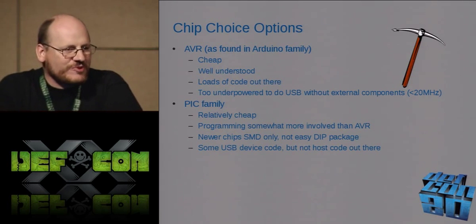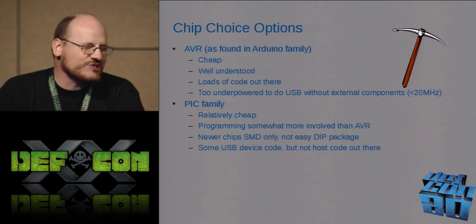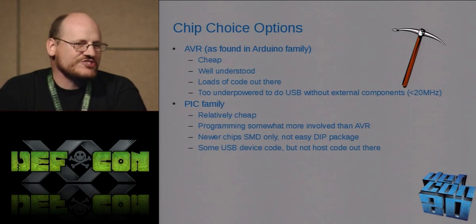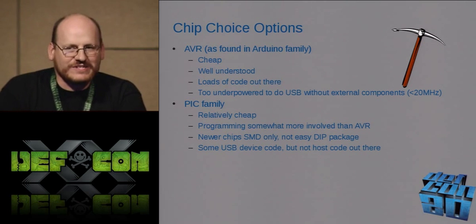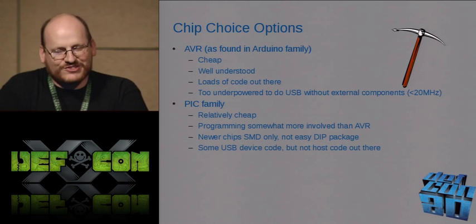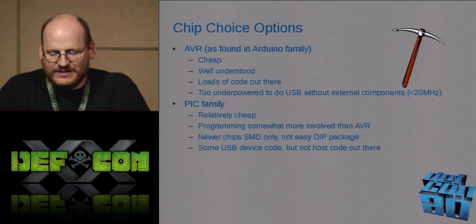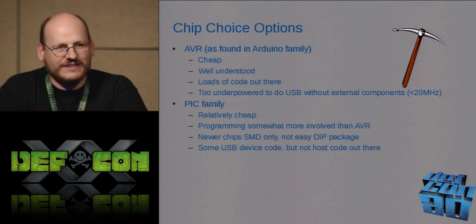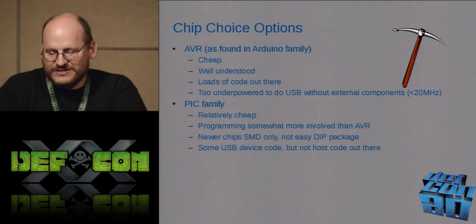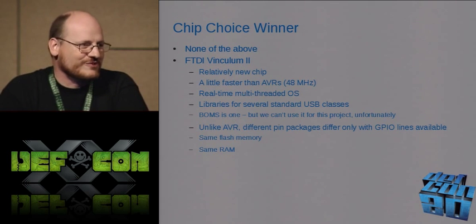Well, AVR is pretty popular. It's using the Arduino family. A lot of code out there. Unfortunately, it doesn't do USB very well. Even the U series chips that, yeah, you don't need the FTDI chip anymore, but they don't do mass storage. They will do HID stuff, but they don't do the mass storage stuff. Same thing is true with the PIC family. A lot of people like them. I like them. They're fine, but just not good for this purpose. So the winner is neither of those.